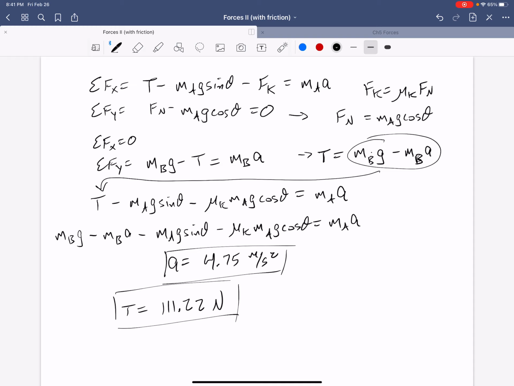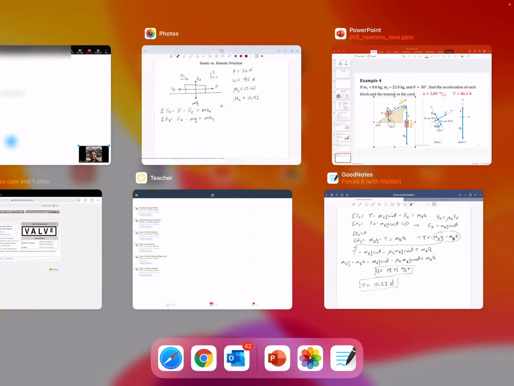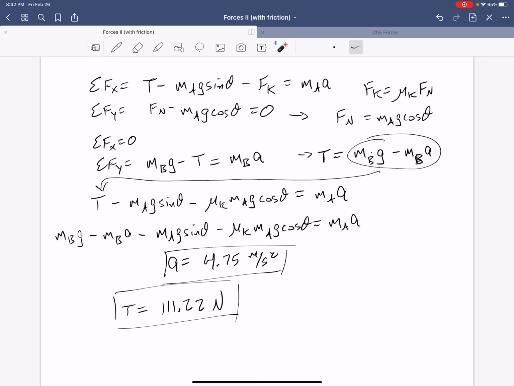And so if you take a look at this example, or rather this problem, the frictionless version from last chapter, the acceleration value was, I believe, 5.8. And the tension value was, what was the tension value? I forget actually. But, well, let's check it here. The tension was 86.3. Interesting. So the tension here is greater, the acceleration is less, okay?